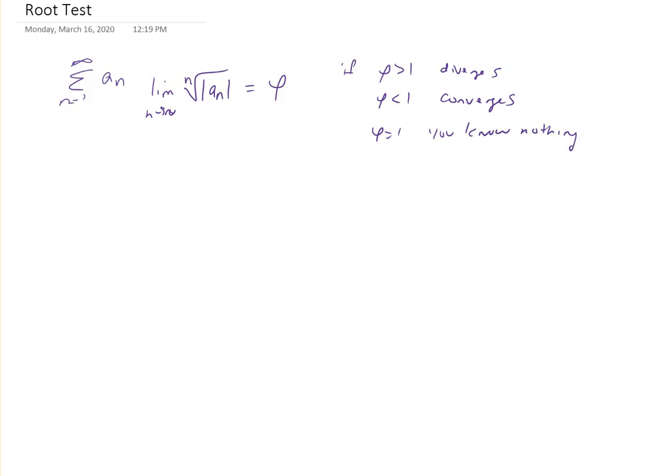I guess it's important to say if rho is approaching infinity, then it also diverges. I mean, it's kind of important. That's also the divergence test. If this is approaching infinity, then the actual expression is not approaching 0 anyway, so you could have used just the divergence test instead. Okay, so what does that look like?